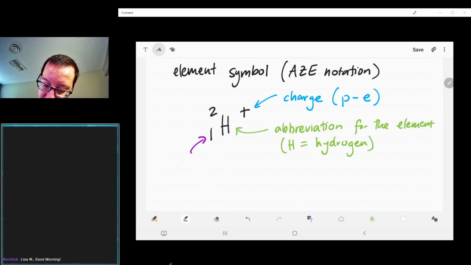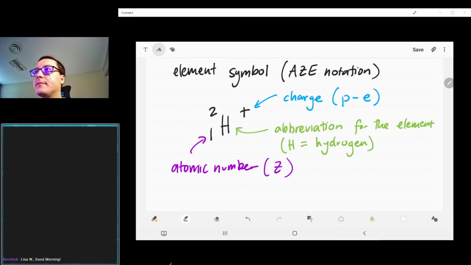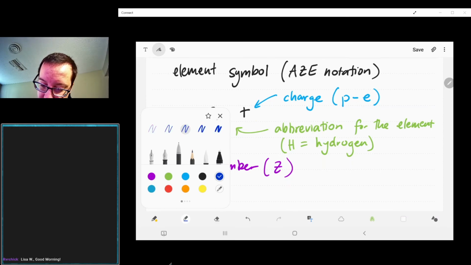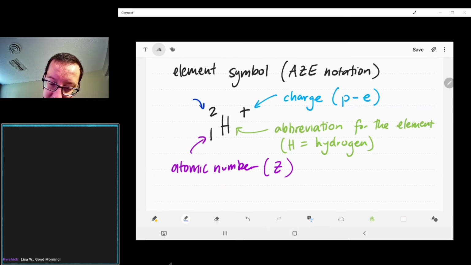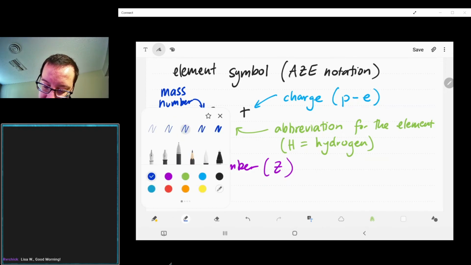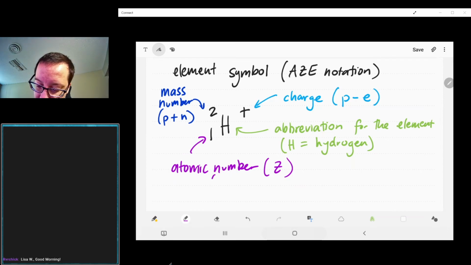Down here, we're going to have the atomic number. And let's see, what other colors do I have? Dark blue. And then up here will be the mass number. And remember, that's protons plus neutrons. Atomic number is just number of protons. So, this symbol can basically tell us all the information we need to know about a given particular atom.